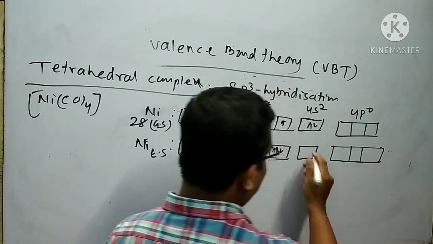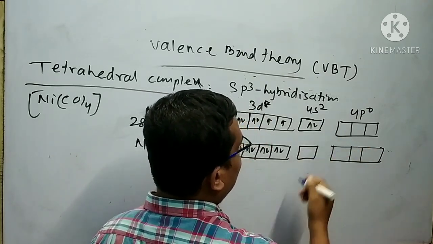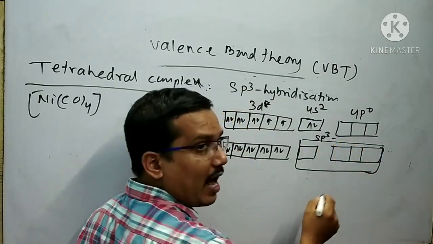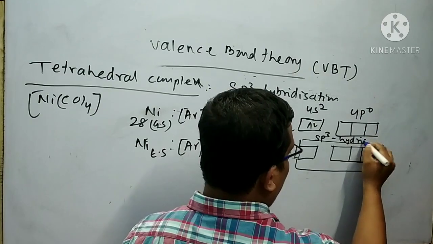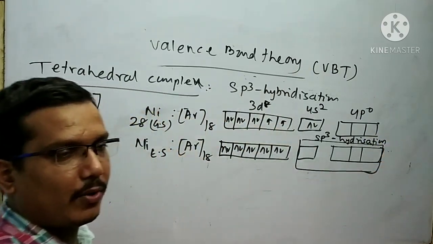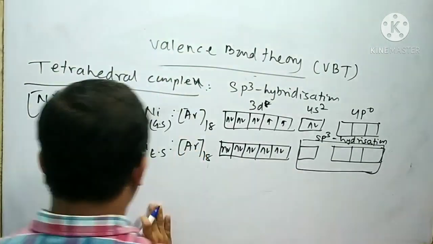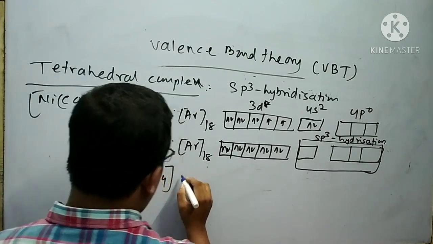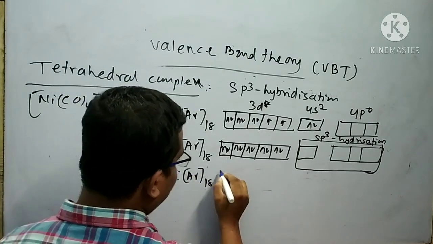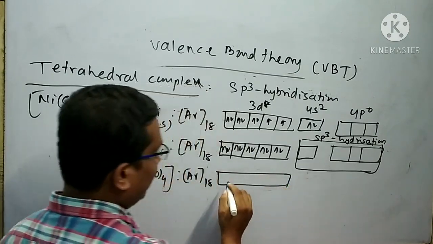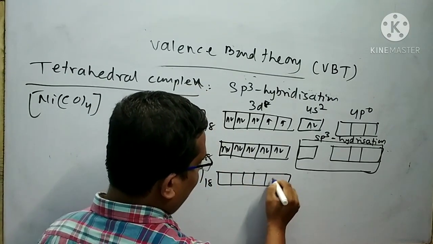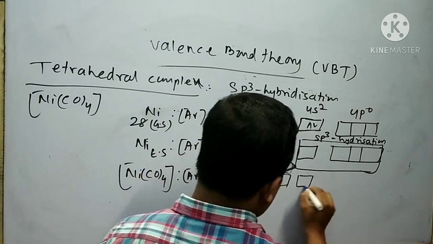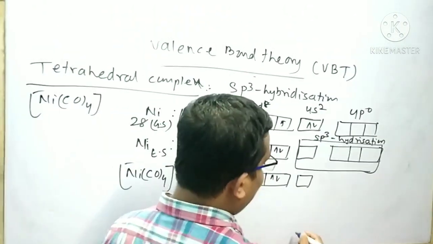Now I will subject these 4 orbitals to sp3 hybridization. This is your sp3 hybridization. After sp3 hybridization, 4 sp3 hybrid orbitals are formed. Now I can form the complex Ni(CO)4 like this. Argon 18, your 3d orbital, and the electrons are present like this. This is your vacant sp3 hybrid orbital.